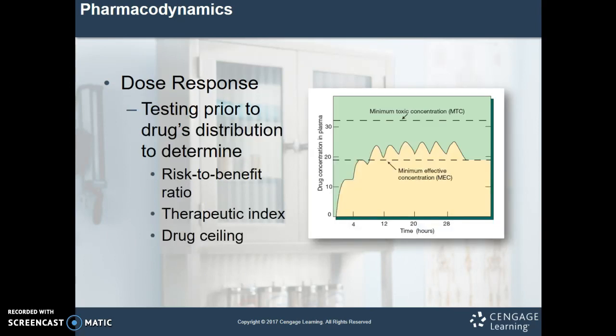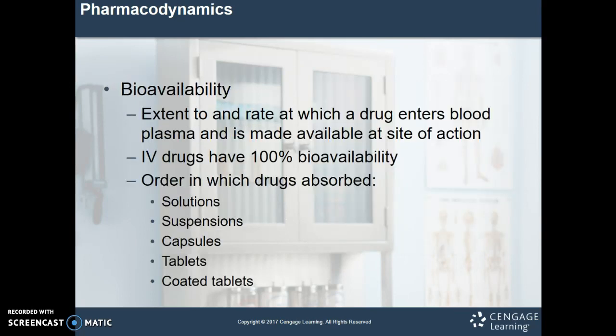Let's go back. The bioavailability of a drug refers to the extent to and the rate at which the drug enters the blood plasma and is made available at the site of action. So the bioavailability is basically how much of it is available once the drug is absorbed. When you put an intravenous medication in, all of the drug gets put right into the bloodstream. So 100% of the drug is available right away.